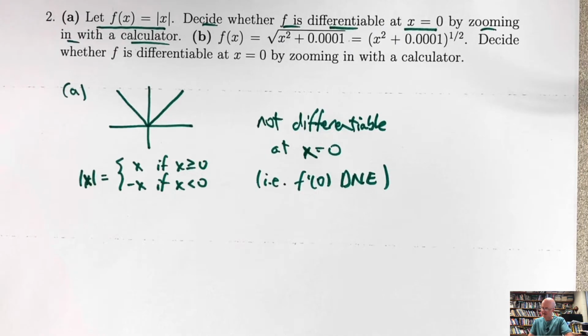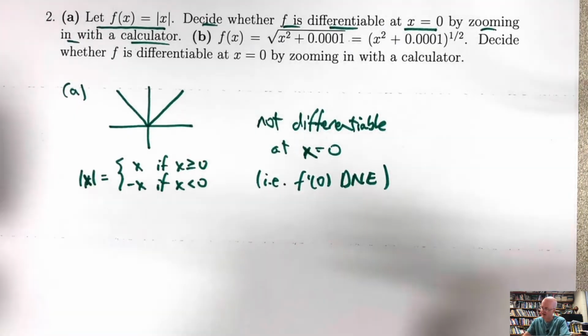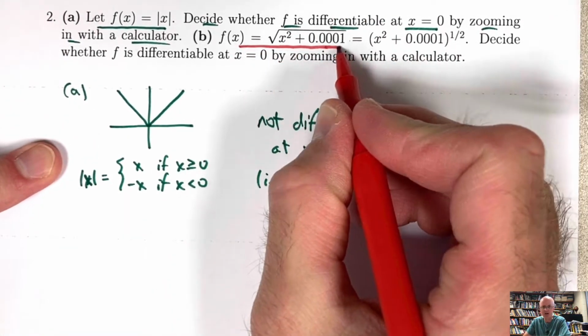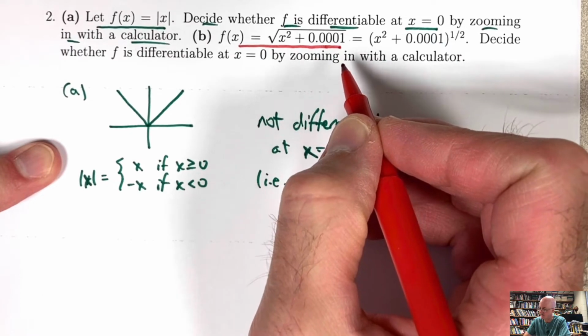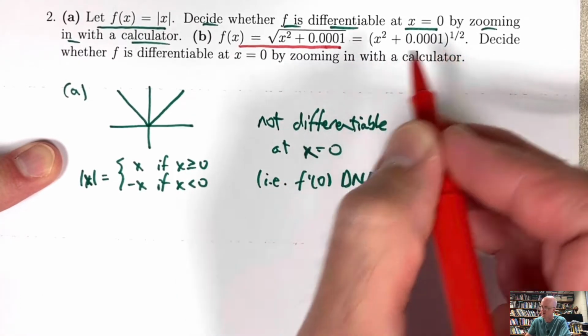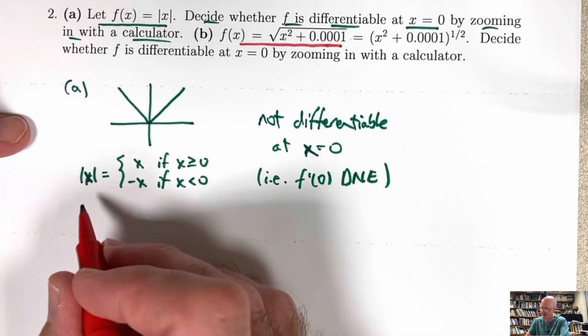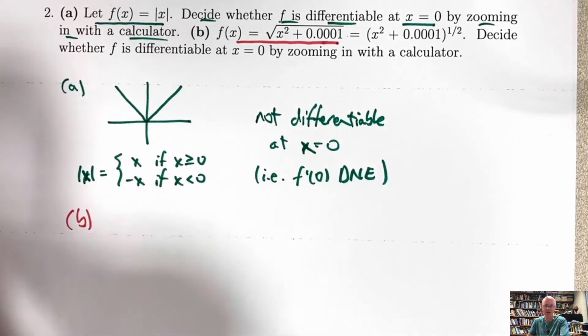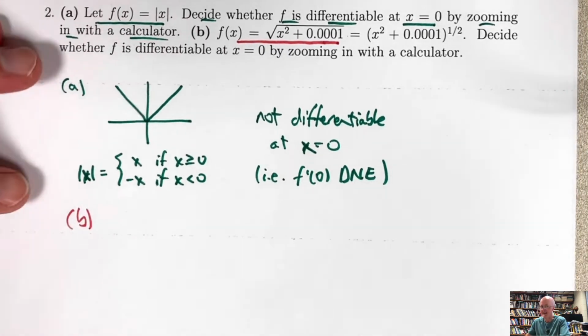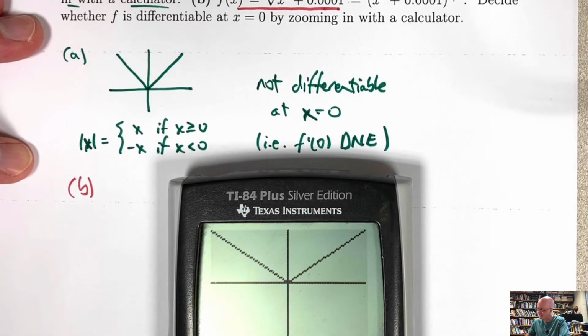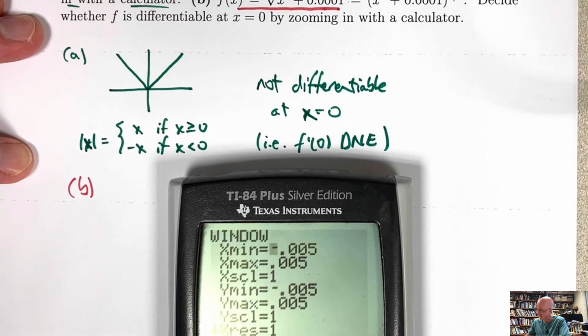Part B, the function is f of x equals the square root of x squared plus 0.0001. You could also use a 1/2 power. Decide whether that's differentiable at x equals 0 by zooming in with a calculator. You may not have any idea what the graph of this looks like. Let's change the window back to negative 5 to 5 to start with in both the x and y directions.